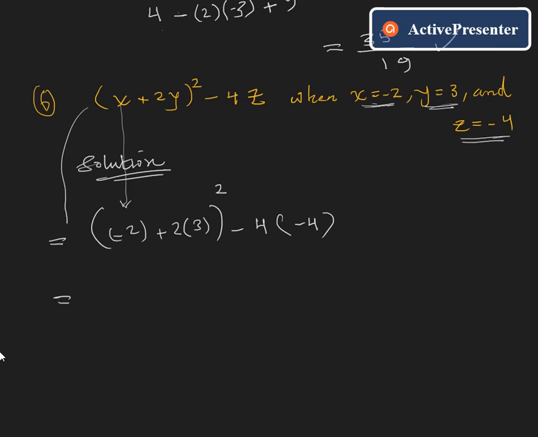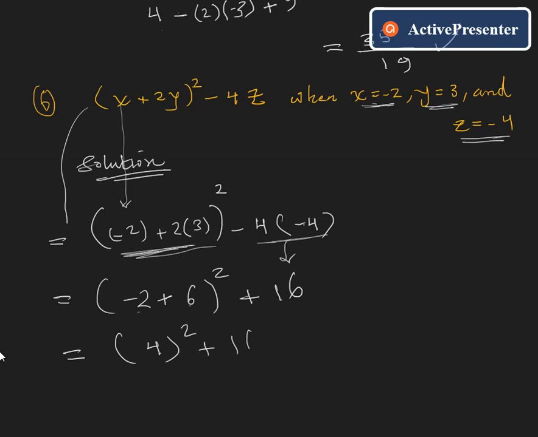Now we will follow the agreement, so we will work inside the parentheses. So it should be minus 2 plus 6, and we start with multiplication. Then the square, and minus 4 multiplied by minus 4, which is plus 16. So this is equal to 4 squared plus 16, then 16 plus 16, which is 32. We are done.